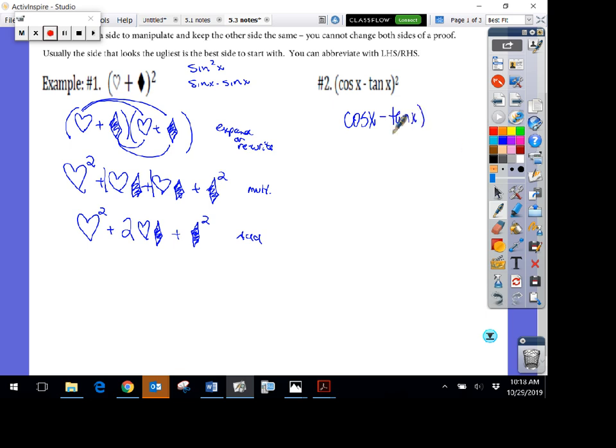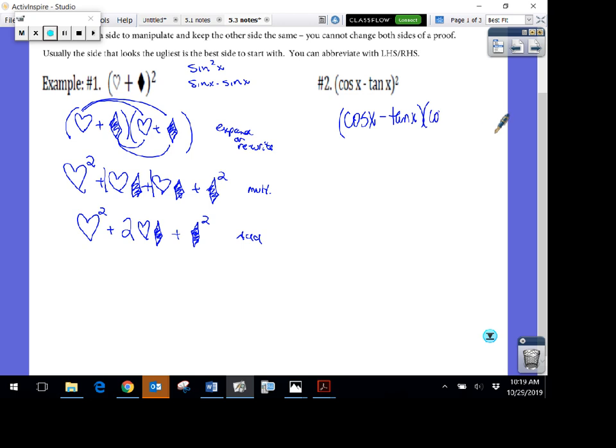minus tangent x. And if you don't have to rewrite it because you know how to square terms, then that's fine. You don't have to show that rewrite step. So now what am I doing? I'm going to multiply cosine times cosine, which is cosine squared x. I'm going to multiply cosine times negative tangent, which is negative cosine x tangent x. And then I'm going to multiply negative tangent x times cosine, which is still negative cosine x tan x.